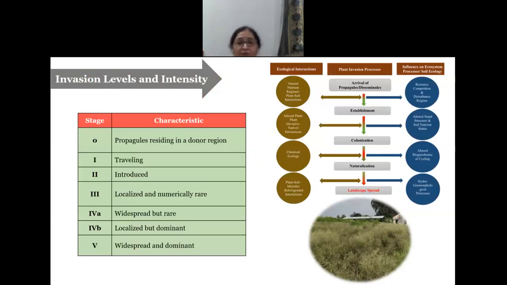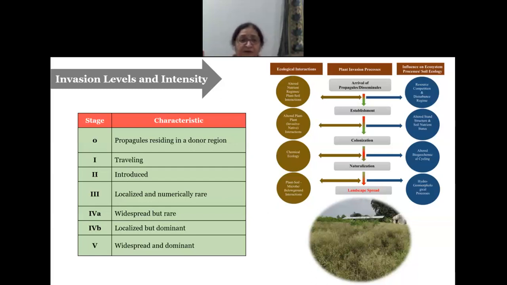Now they may come with humans as a mediator, but can we say that from the beginning, from step one, they are invasive plants? So let us see the different steps of how they come into an area. Stage zero says that these plants, their propagules, their seeds, were present in the donor area in large quantity. Then in the first step, they start traveling to another area with the help of a number of travel agencies and human beings. Then in the second stage, they get entry into the new area.